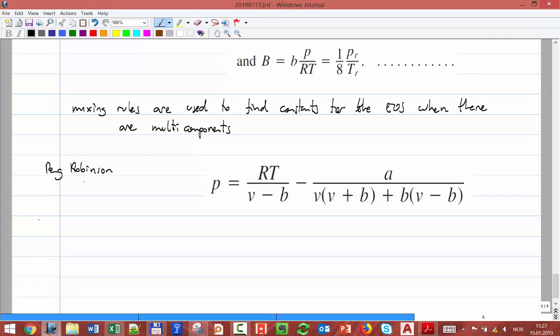The other equation, the Soave-Redlich-Kwong, is also very used, it's SRK, and it's slightly different, but they are a bit similar. All of them are cubic equations of state.